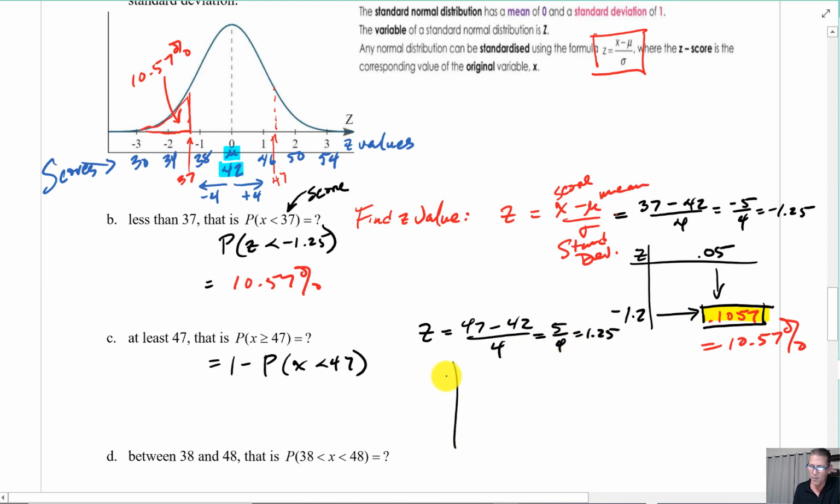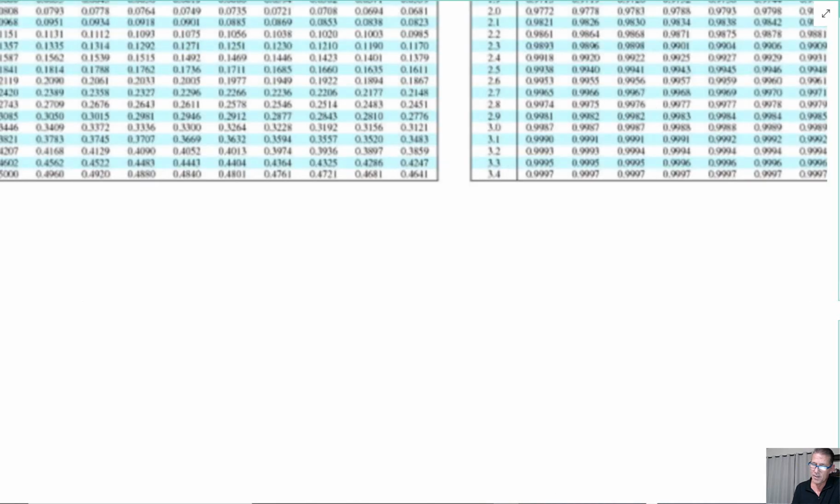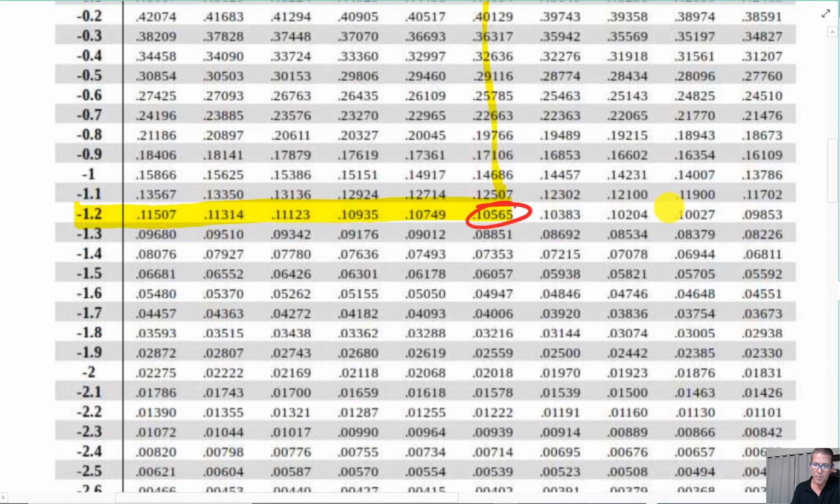So when we use the table, we have to look at 1.2 here and 0.05 up here. Let's figure out what the positive value is. You could probably guess what it is because it's symmetric, but let's go ahead and prove to ourselves what it is. Let's go to the positive side.